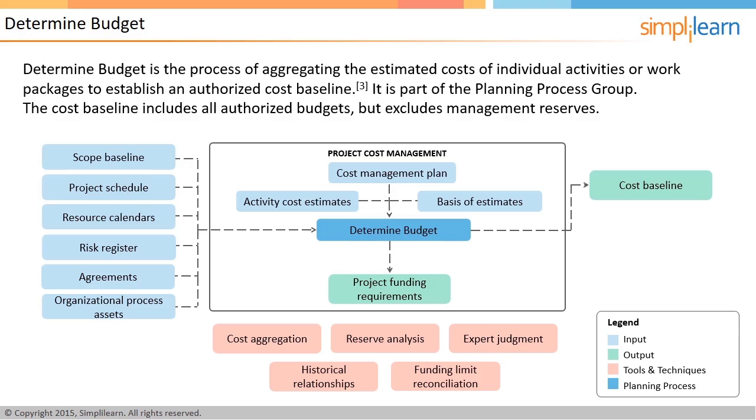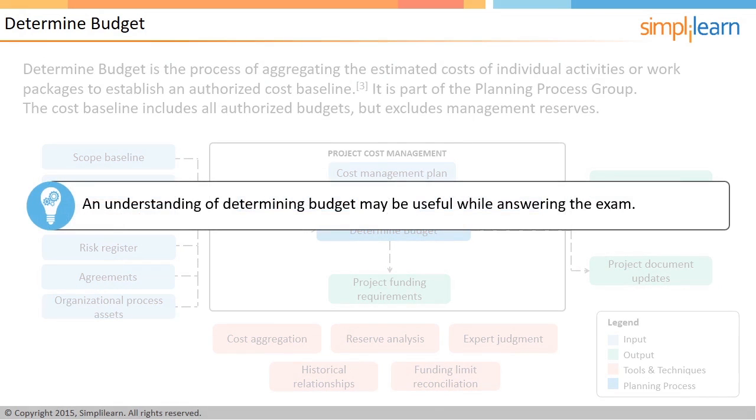In addition to this, the project funding requirements are also arrived at. Funding requirements means how much fund the project requires monthly, quarterly, or yearly for the execution. The last output of this process is project document updates. An understanding of determining budget may be useful when answering questions in the PMP exam. So make a note of the inputs, tools, and techniques and outputs of determining budget. In the next screen, let us discuss the last process of project cost management, that is, control cost.